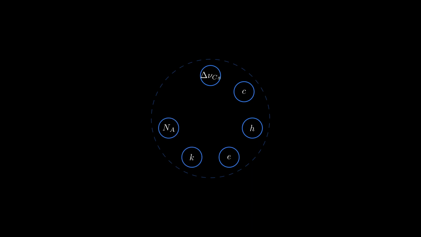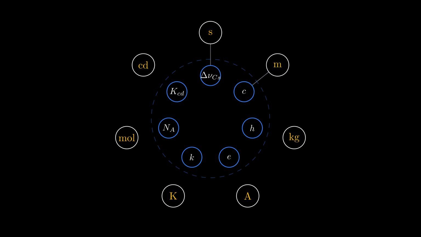Step back and a single picture emerges from all this algebra. 7 defining constants form a central ring: delta nu cesium, the speed of light, the Planck constant, the elementary charge, the Boltzmann constant, the Avogadro constant, and the luminous efficacy. From them radiate all 7 base units: the second, meter, kilogram, ampere, kelvin, mole, and candela.